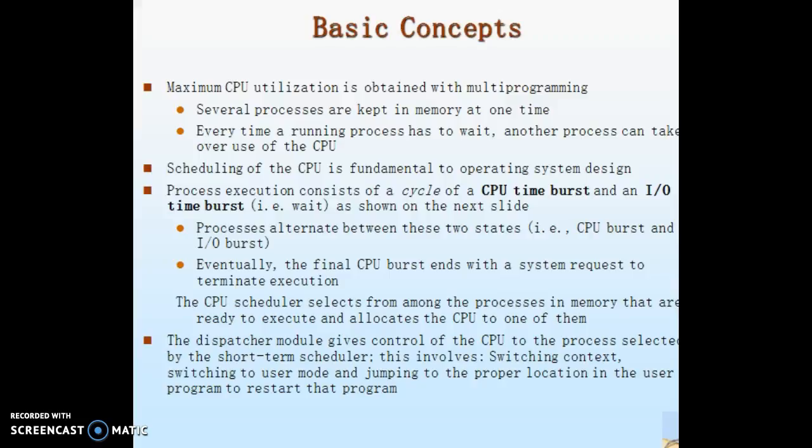The CPU scheduler selects from among the processes in memory that are ready to execute and allocates the CPU to one of them. The dispatcher module gives control of the CPU to the process selected by the short-term scheduler. This involves switching context, switching to user mode, and jumping to the proper location in the user program to restart the program.